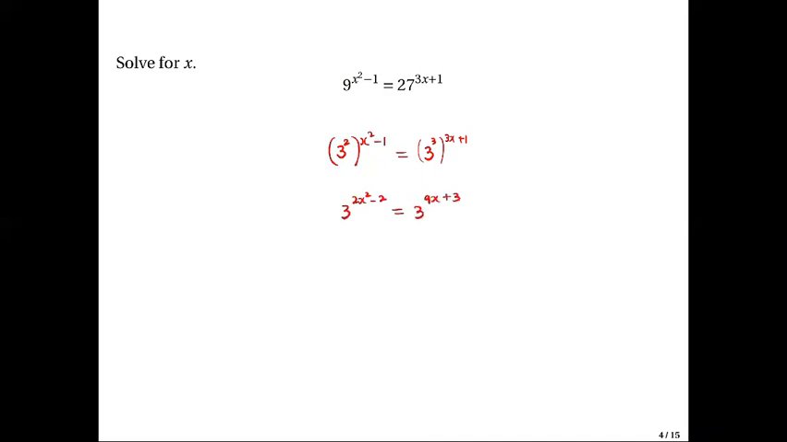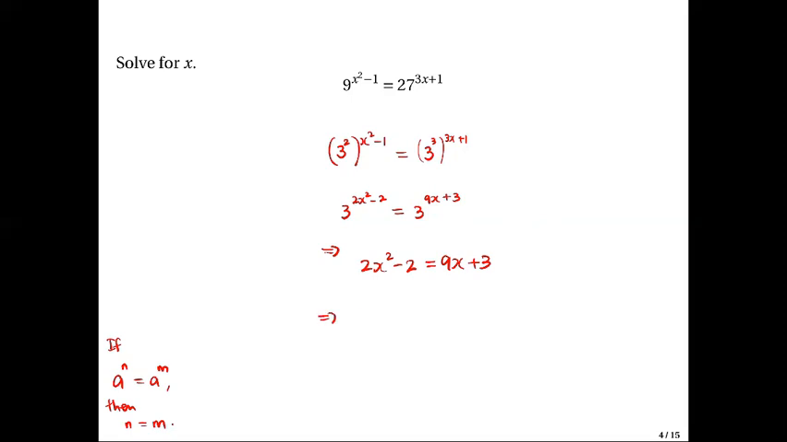Okay? And remember, if you have a to the n equal to a to the m, then your n must be equal to m. So what does this mean? This means we must have 2x squared minus 2 equal to 9x plus 3. So we just have here a quadratic equation.